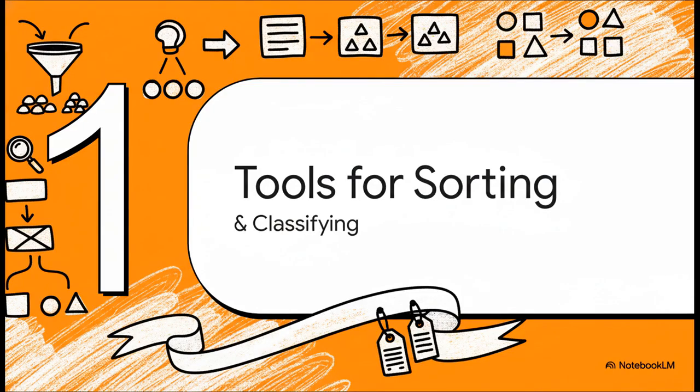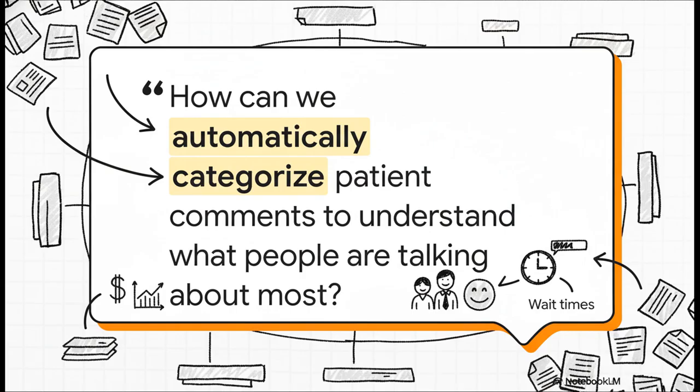Okay, so let's pop open the first tray in our kit. This one is all about creating order from chaos. These are your go-to tools for sorting, labeling, and classifying all that messy data into neat, understandable groups. This is a perfect real-world problem. A hospital has thousands of patient comments. Are people talking about billing, or maybe staff courtesy, wait times? Trying to sort these by hand? Oh man, that would take weeks. And that's exactly where these classification tools really shine.